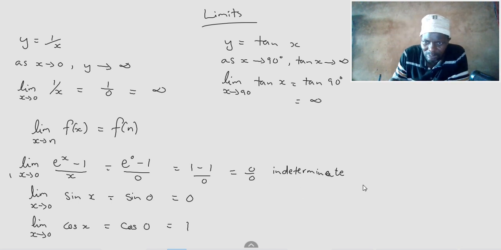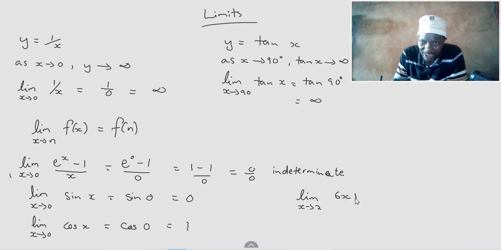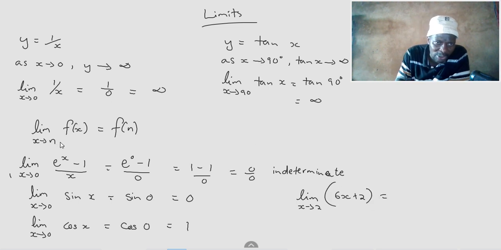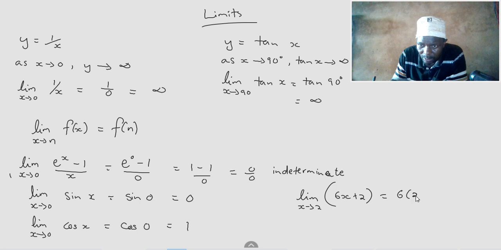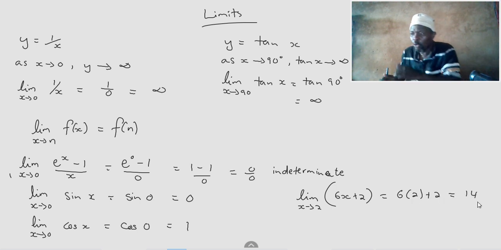Another example: the limit as x tends to 2 of 6x plus 2. What is the limit there? Simply substitute the value, 2 in this case, into the function. So this will be 6 times 2 plus 2, and that will be our whopping 14. Very easy, very straightforward.